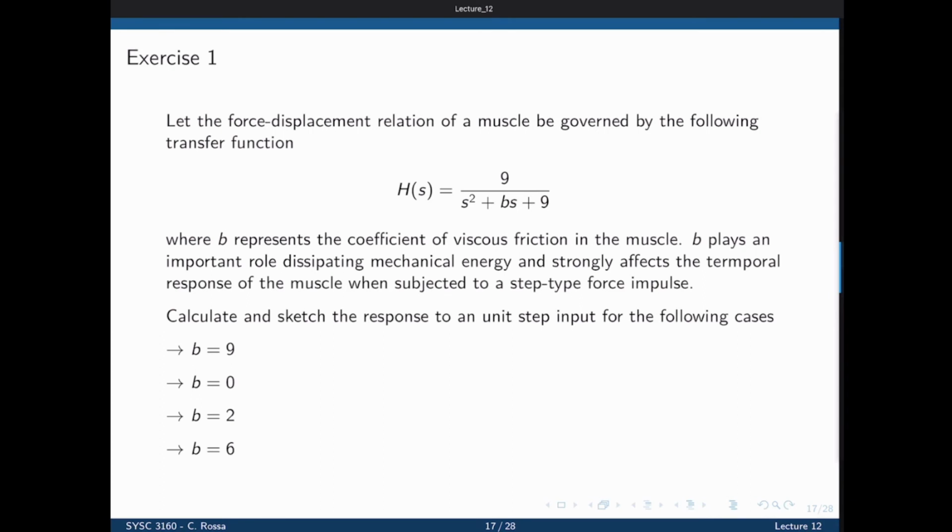At which frequency will the system oscillate? 3 radians per second. Excellent. That's the natural frequency of the system, omega n. So if our calculations are right, we should see only a sinusoidal component, or a cosine waveform, something like that, with a frequency of 3 radians per second. Let's see if we can get there.